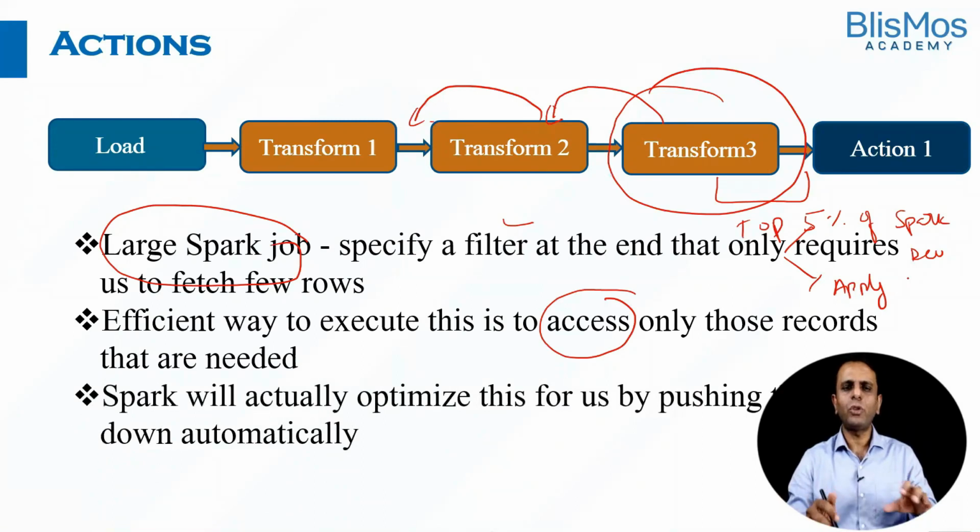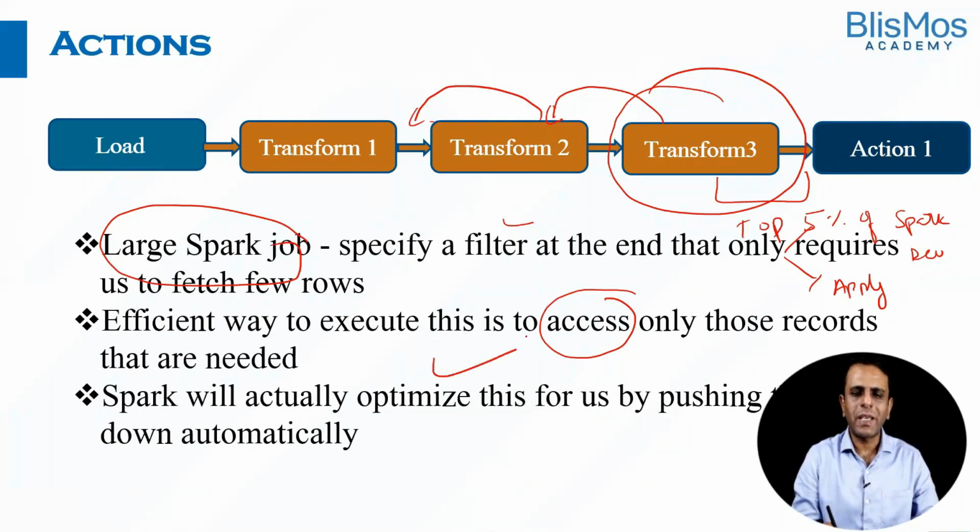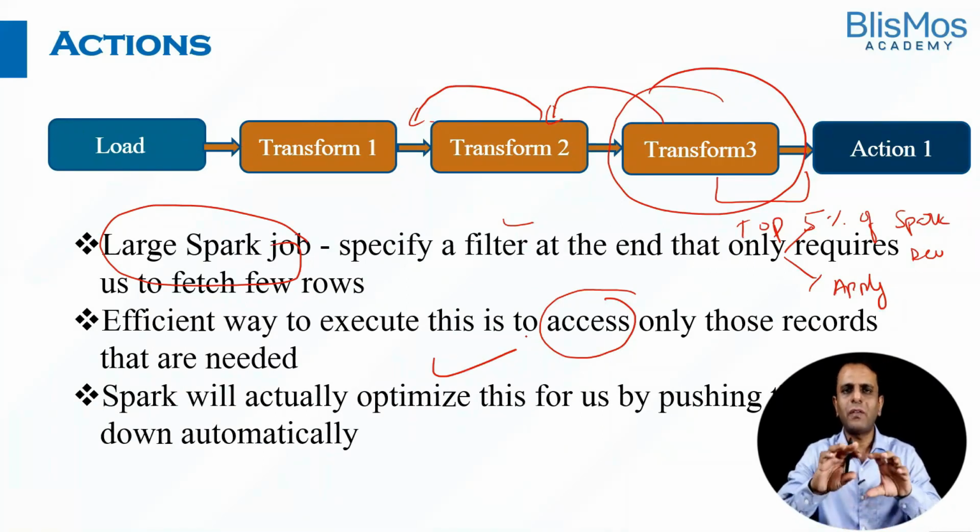What happens is, even though we specify the transformation in whatever the way, Spark will optimize this by pushing the filter down automatically. Even though we may vary the sequence of the transformation according to our knowledge, according to some of the different aspects in the project, Spark will push these filters down automatically, so that the number of records on which the Spark has to apply the transformation would come down drastically.